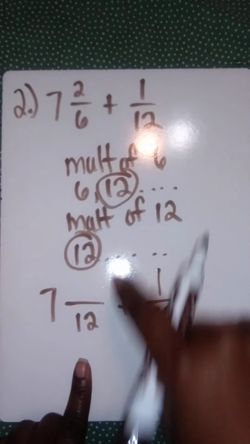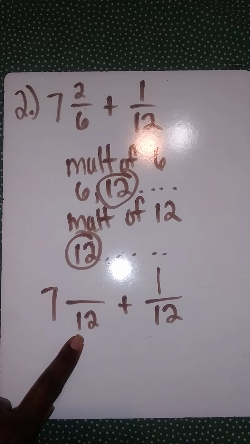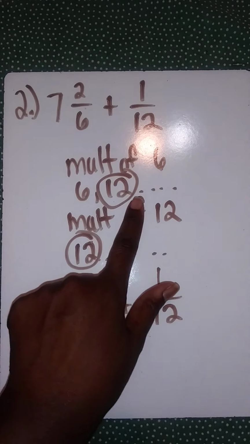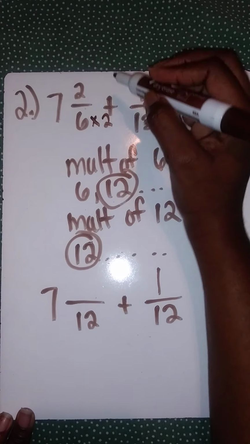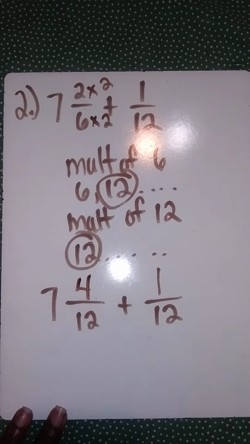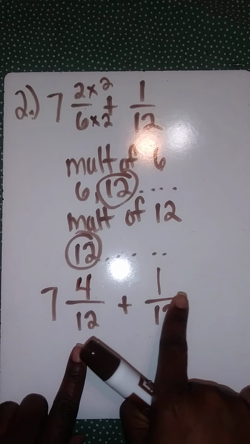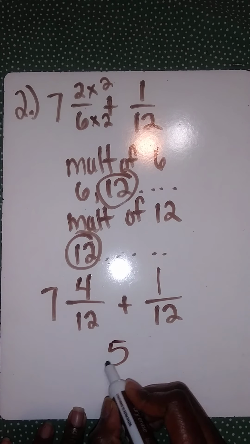This one did change, so I can look at it two ways. I can say 6 times what gave me 12, or I can look at the multiples. How many numbers did I write? I got 1, 2. So I have to multiply this 6 by 2 and multiply that numerator by 2, and that is 4. So when I add this, I'm only going to add the numerators. I got 4 plus 1 is 5 and keep the 12.